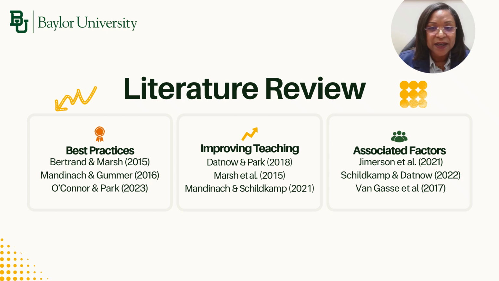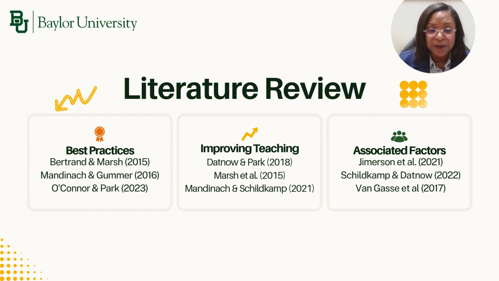My literature review is organized in three sections: best practices for data use, using data to improve teaching, and factors associated with data use. In section 1, best practices, Bertrand and Marsh in 2015 describe the importance of addressing bias, prioritizing equity, and engaging in reflection during teachers' collaborative sense making. Mandinach and Gummer in 2016 provide best practices for cycles of inquiry, and O'Connor and Park in 2023 explore the role of purposeful collaborative data use that drives engagement with additional data sources of evaluation of impact.